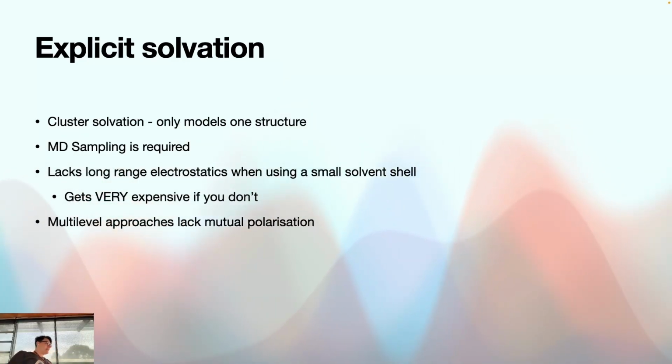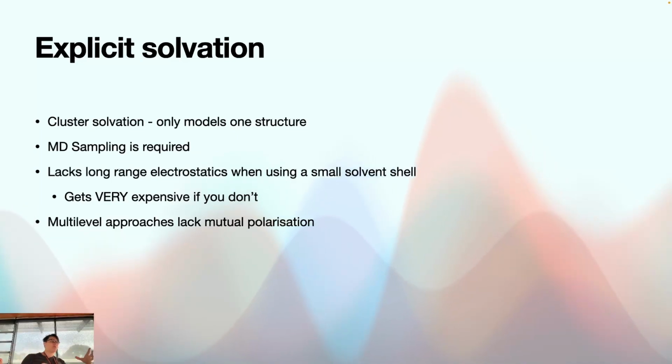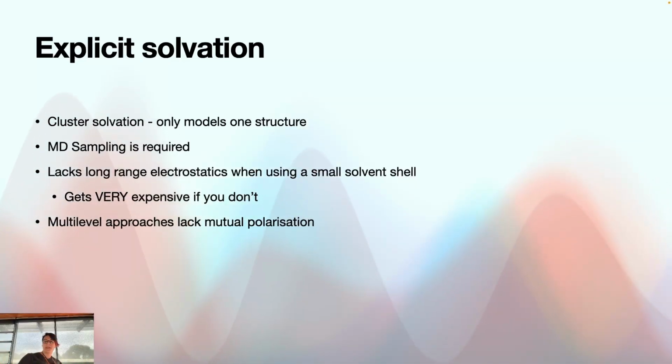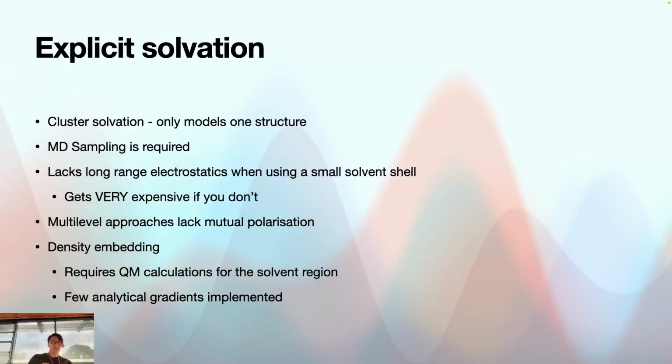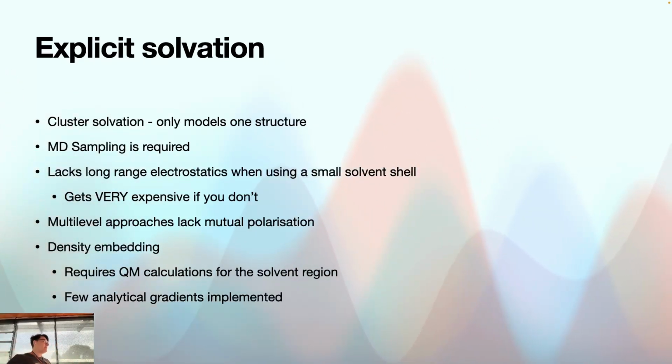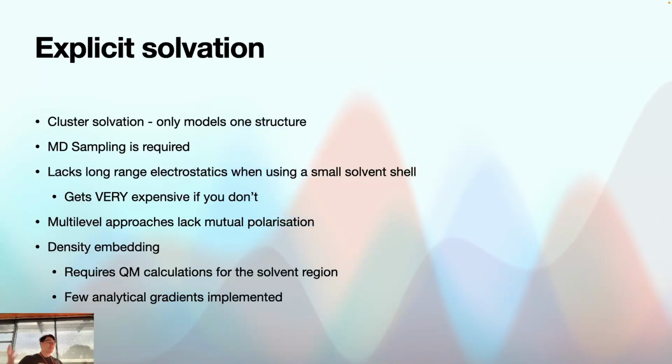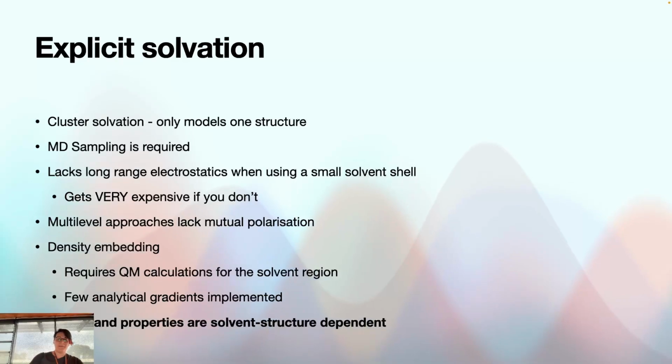Multi-level approaches do exist, however, they tend to lack mutual polarization unless you start using things like EFPs. So if you're doing ONIOM, then you're literally just calculating the inner level energy and the outer level energy and subtracting them, so they're not interacting per se. Density embedding is a really cool method that I have seen a few people use, but it requires QM calculations for the solvent region. It's just another way to do ONIOM style calculations. But there are no analytical gradients implemented in most of those approaches.